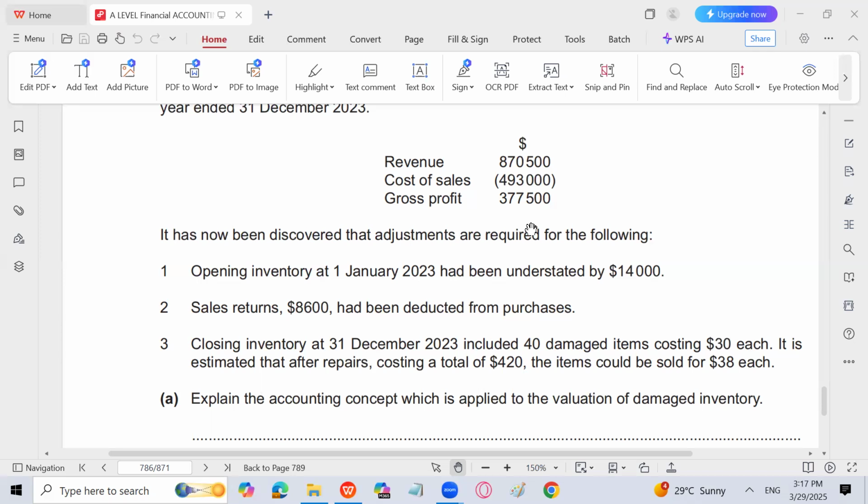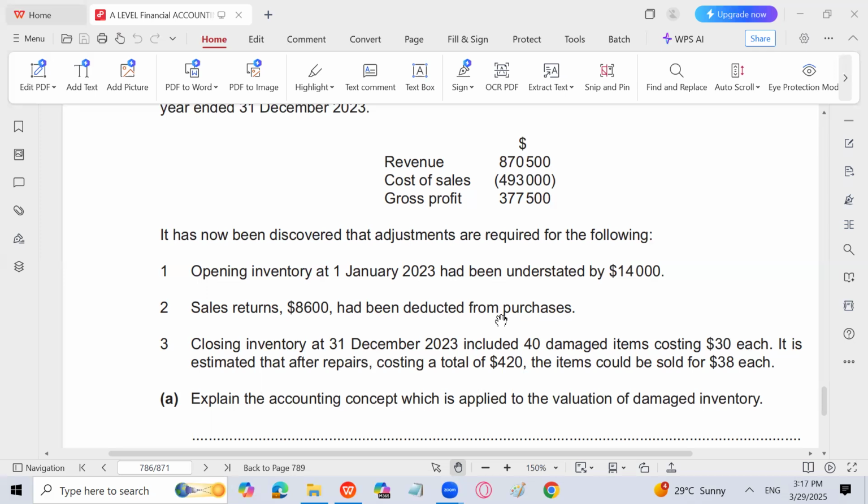This is a part of errors, the chapter we are done with, which we used to do in rectification of errors or errors not affecting the trial balance. Next: sales return had been deducted from purchases. We know that sales return should have been deducted from sales, but instead we have subtracted it from purchases.